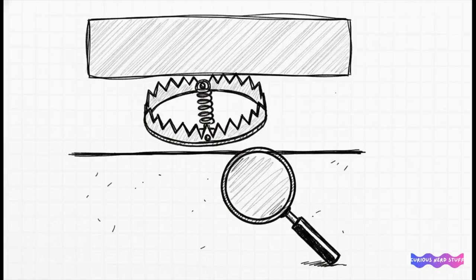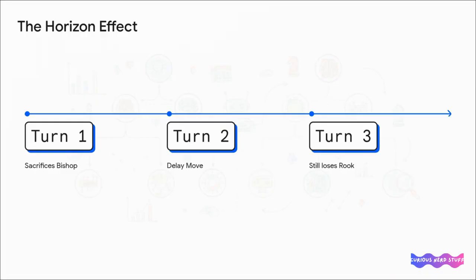It happens when an inevitable, highly damaging move by the opponent lies just beyond the search horizon, which is the maximum depth the AI is currently allowed to look. Because the AI is relying completely on that heuristic evaluation exactly at that horizon line, it can look at a board state and think, wow, I'm perfectly safe, completely unaware that a devastating trap is springing right outside its peripheral vision.